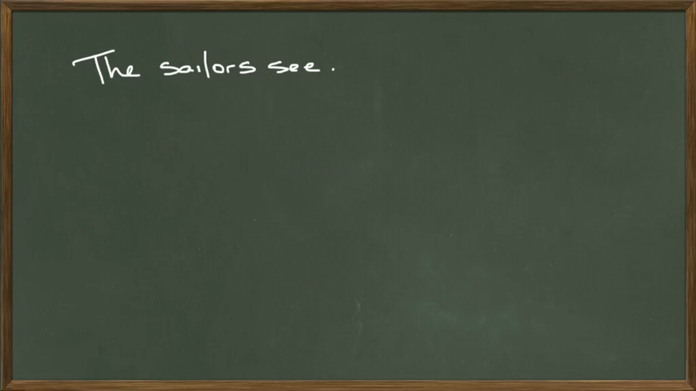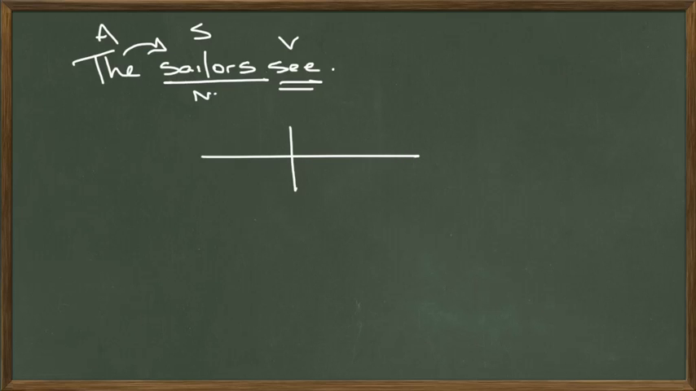Alright, let's make it plural. The sailors see. Subject of the sentence, sailors. Subject of the sentence, nominative case. What are they doing? They see, verb. And then we have an article adjective. The sailors see. Divide the line. Sailors on the subject side. See on the verb side. Article adjective is the.